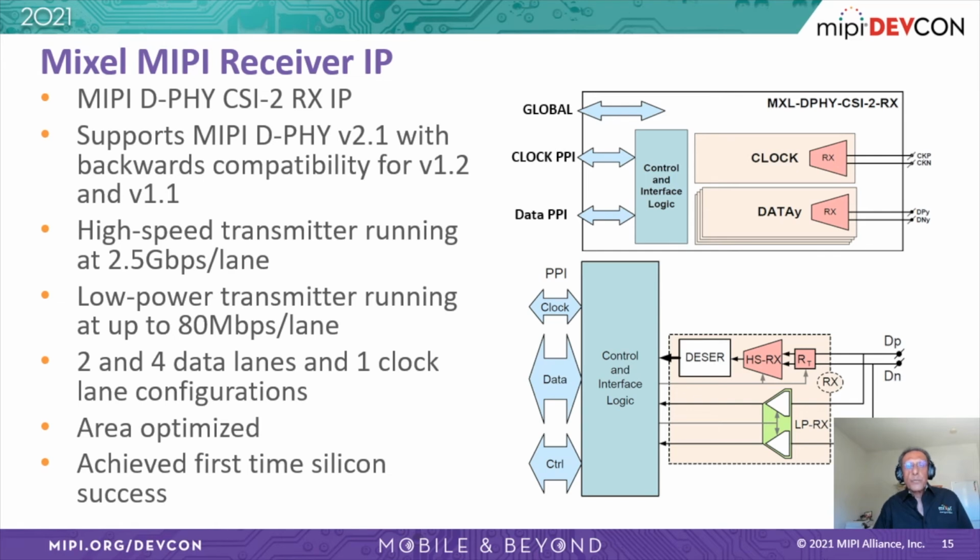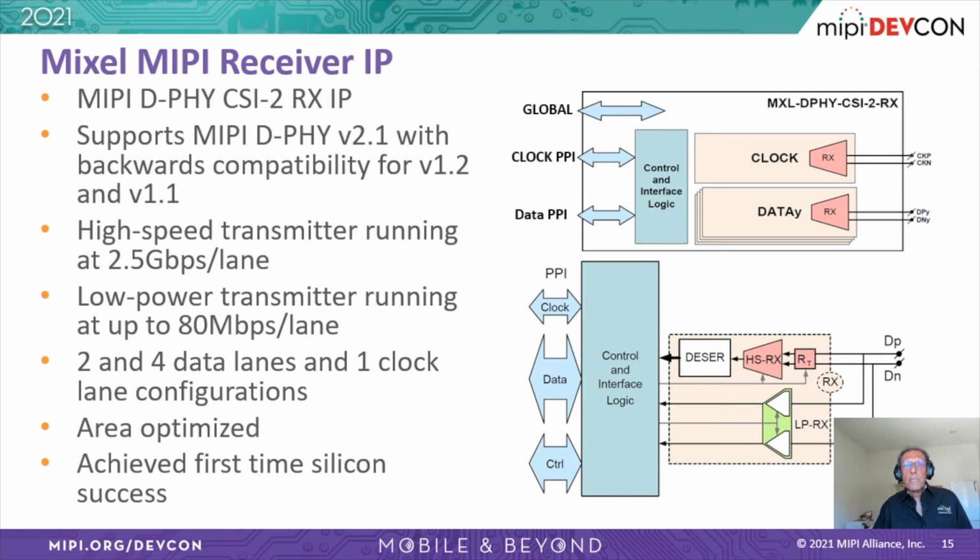We provided Perceive with MIPI receiver and transmit IPs, which were silicon proven in another FDSOI process before we ported them to 22FDX. On the receiver side, we delivered two different area-optimized receiver configurations of the CSI-2 D-PHY, a 2-lane and a 4-lane version. They both support MIPI D-PHY 2.1, which is backward compatible with V1.2 and V1.1.